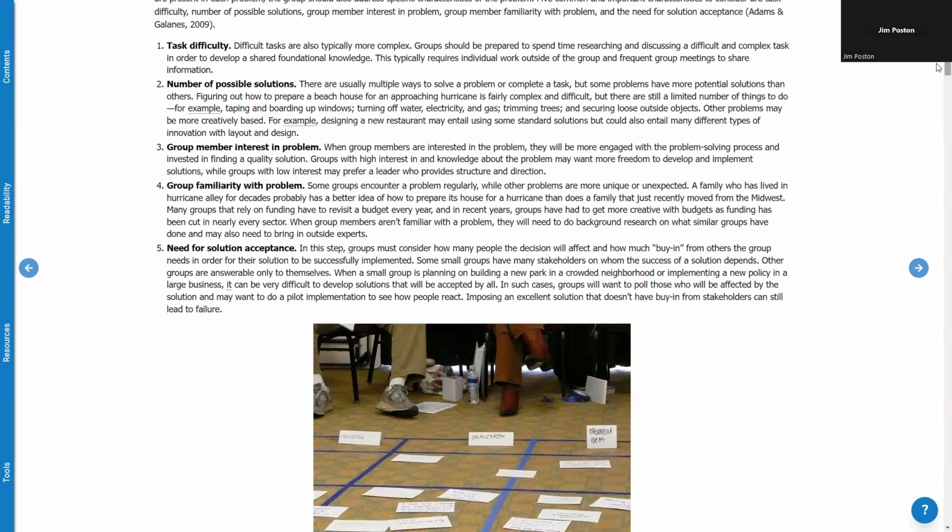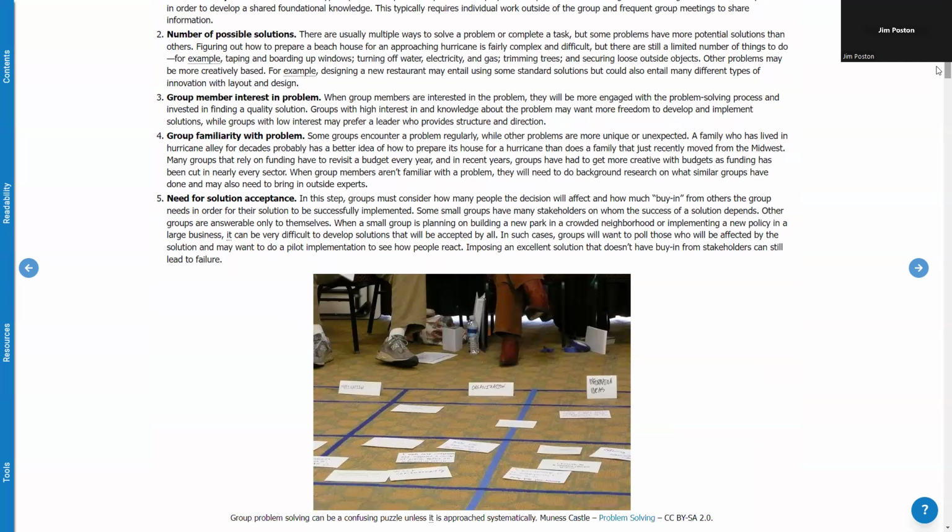Number 3, group member interest in a problem. When group members are interested in the problem, they will be more engaged with the problem-solving process and invested in finding a quality solution. Groups with high interest in and knowledge about the problem may want more freedom to develop and implement solutions, while groups with low interest may prefer a leader who provides structure and direction.